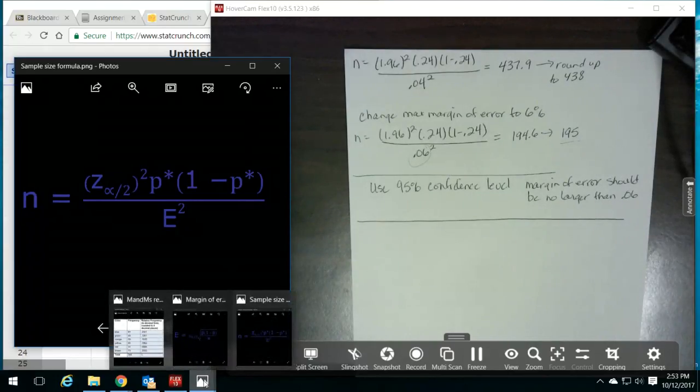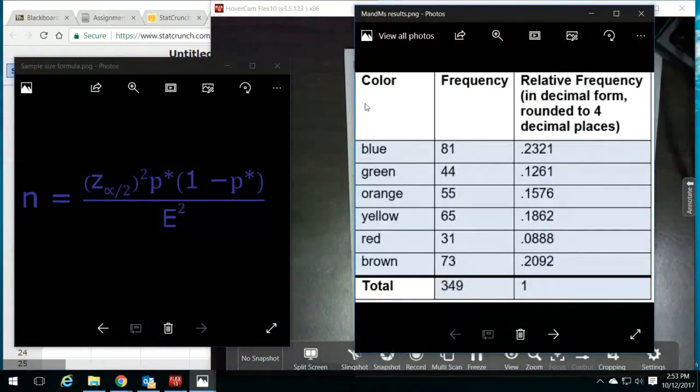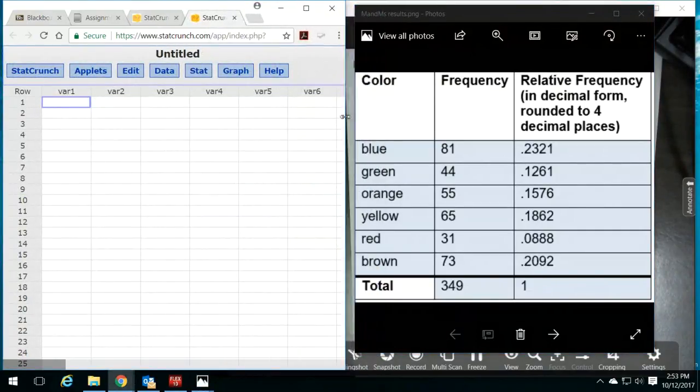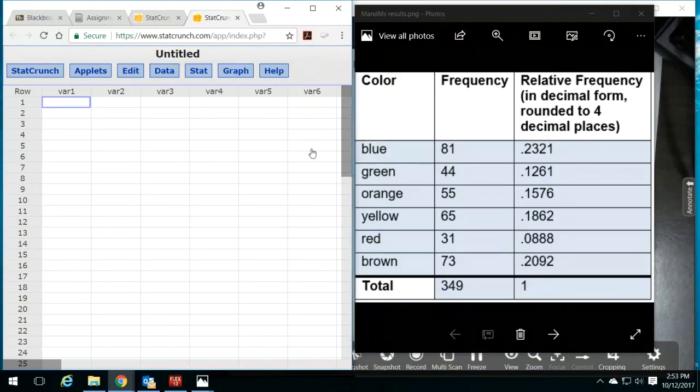So I'm going to go back to my data that I had here. Now, it doesn't say in the assignment anywhere that you actually have to calculate all this stuff by hand. It does give you the formula, but you can also use StatCrunch if you want to. So I'll show you both ways. I'll calculate the margin of error by hand for one of my colors, and then I'll show you how to do it with StatCrunch also. So let's calculate the confidence interval for the green M&Ms.